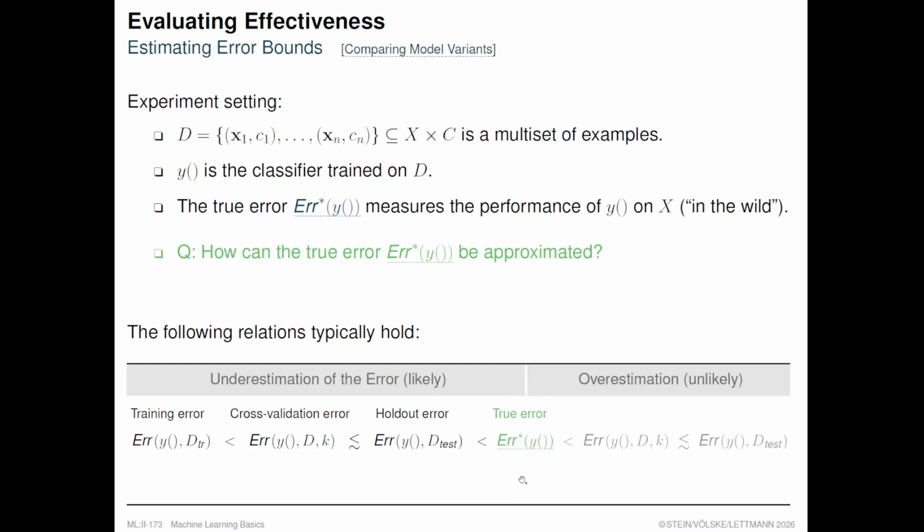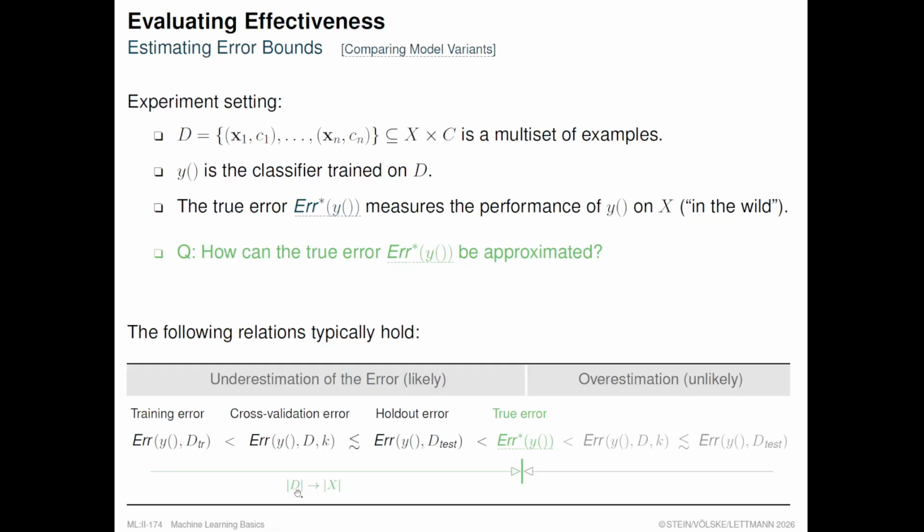So this is our target, so to speak, our true error, but we really have no way to compute it. But what we can do is compute some of these values here. I'll explain in a bit what they are. And they should be quite close, if we do everything right, to the true error. That's our hope. And there's also one thing you shouldn't do, which is taking the training error into consideration. And we'll have a look at why this holds in a bit.